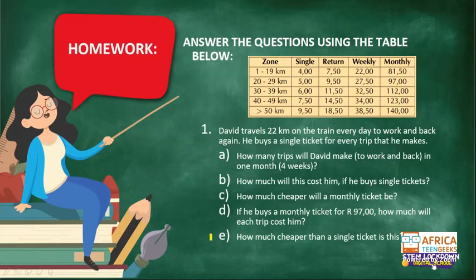I'm going to read the question. David travels 22 kilometers on the train every day to work and back. Again, he buys a single ticket for every trip that he makes. Is that a smart thing to do, to buy a single ticket every time he travels? No, it's not. Definitely not. So there are just a couple of questions. Very easy. Did everybody take a screenshot? I will come back to this just now.